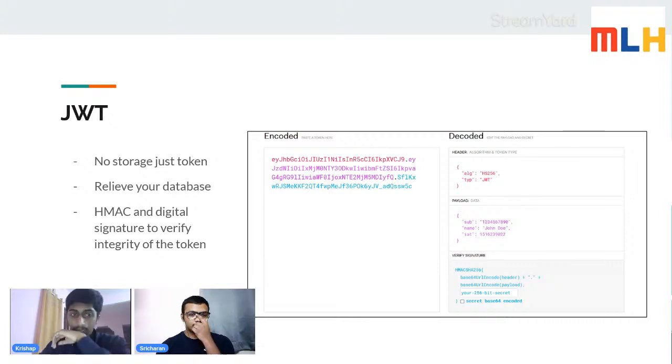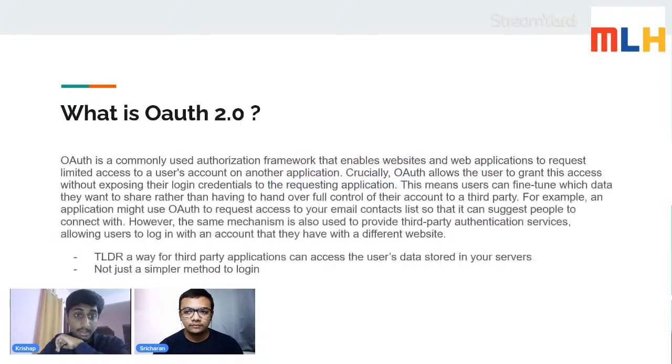So now we get to OAuth fundamentals. We go on with the OAuth basic definition. OAuth 2 is a commonly used framework that websites and web applications use to request limited access to a user's account on another application. OAuth also allows the user to grant this access without exposing their login credentials to the requesting application.